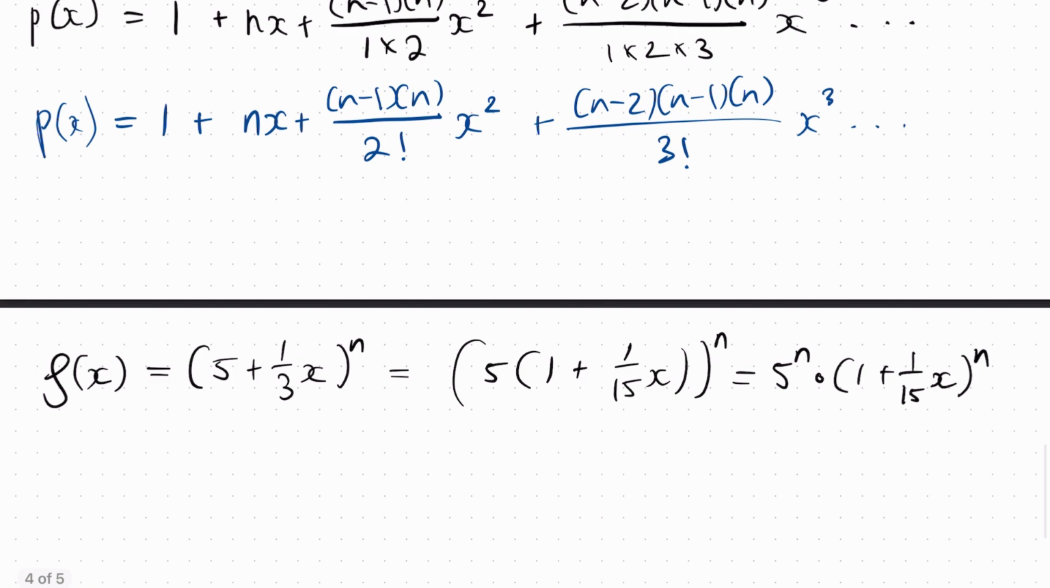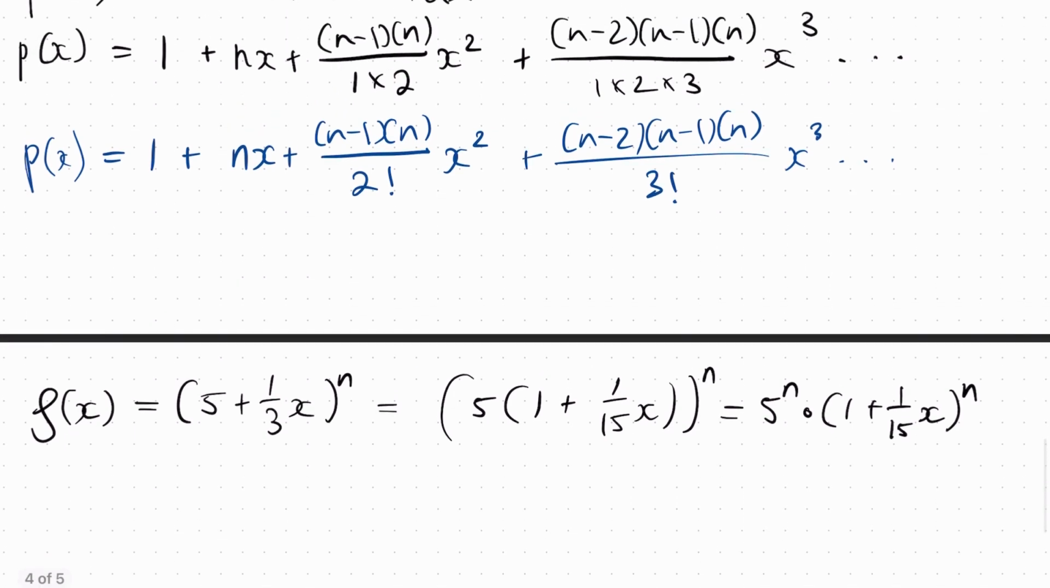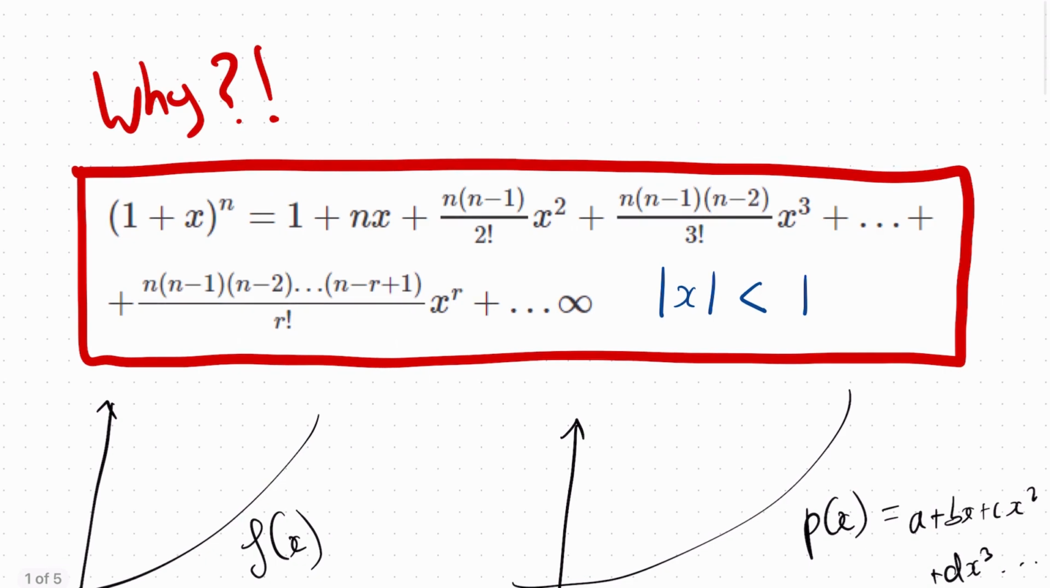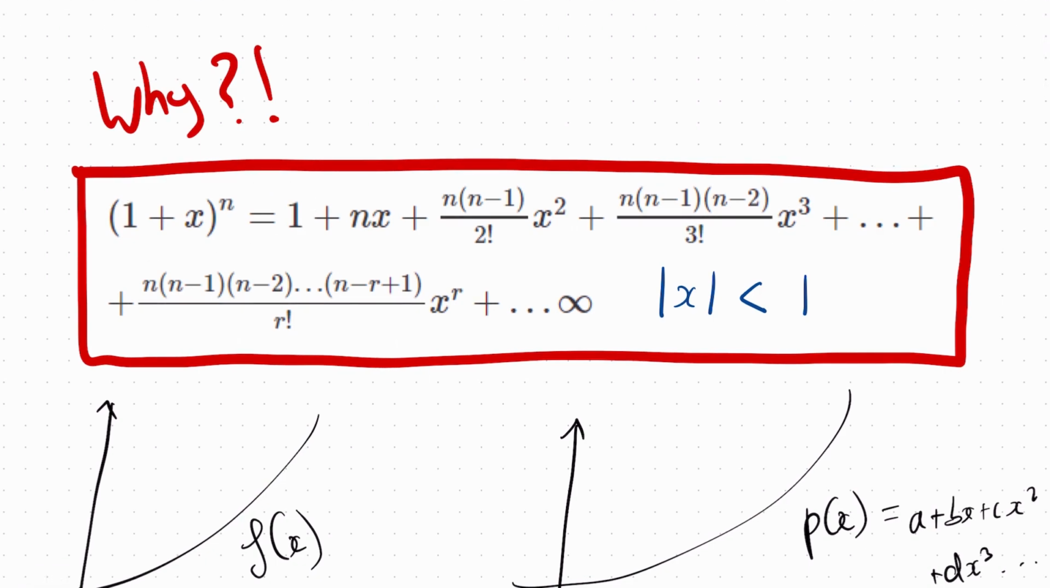And you can just work out 5 to the n using a calculator. It's just going to be like a constant. So that's how you solve for those kind of situations. But yeah, that was how you explain this binomial expansion into this infinite series using Taylor series.